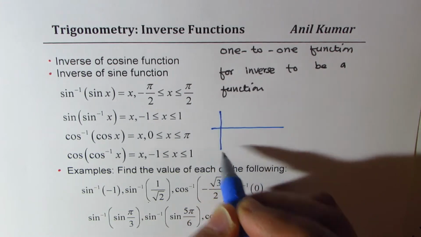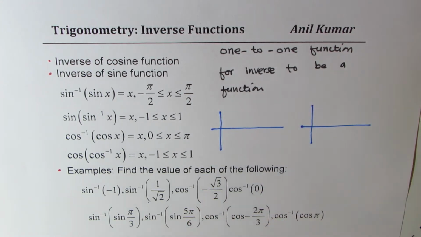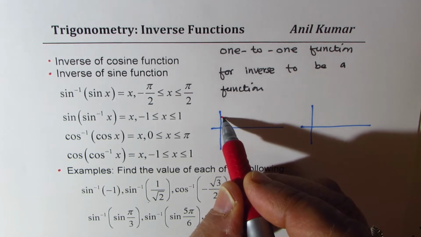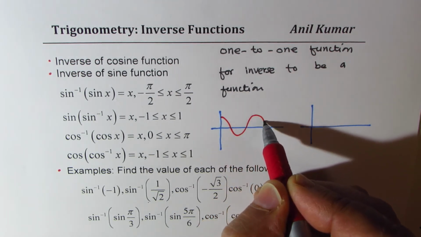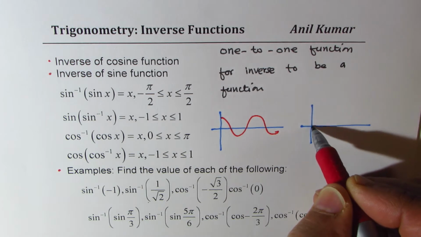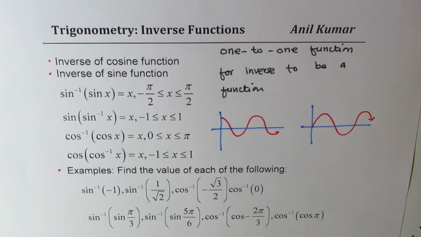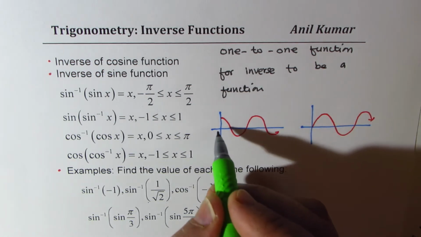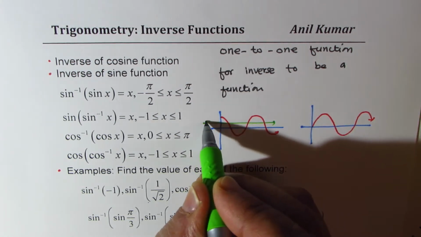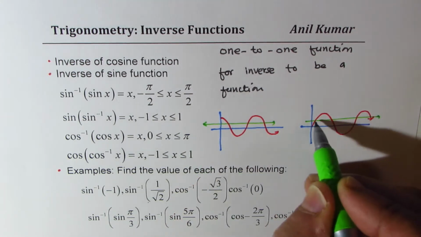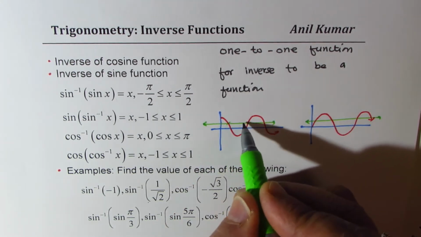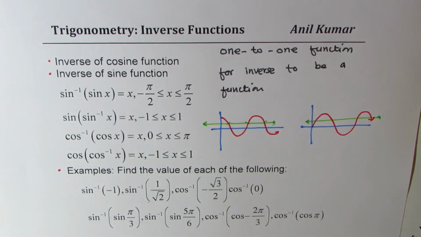But if you look into these functions, which are sine and cosine functions, if I sketch it, then the cosine function is kind of like this, right? And the sine function is kind of like this. Now both these functions fail the horizontal line test. So if I draw a horizontal line, it crosses many points, and therefore we cannot have inverse of these functions.